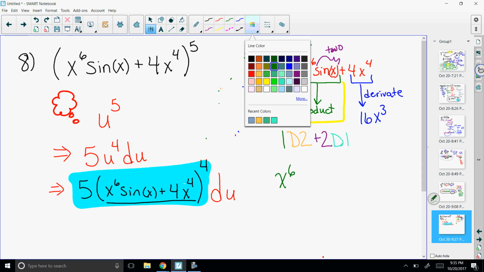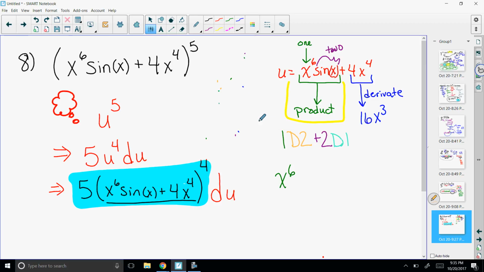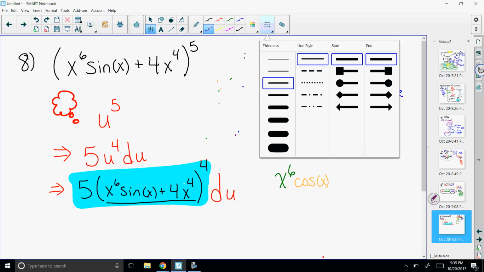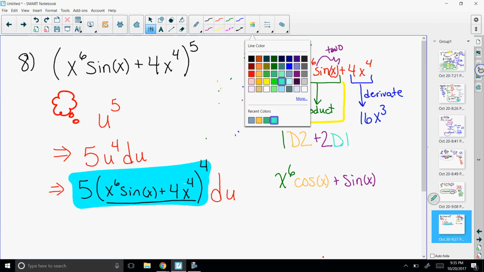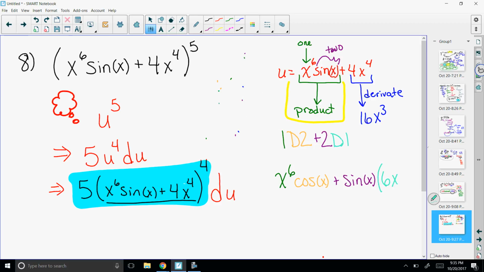D2, now I've got to find my orange again. So D2 is the derivative of 2. 2 is sine x. The derivative of sine x is cosine x. So that's actually your D2 value. So 1D2 is just x to the 6th cosine x. Now what we want to add to that is 2, and my 2 value is sine of x, and then D1, and D1 is going to be the derivative of x to the 6th, and that has a value of 6x to the 5th.